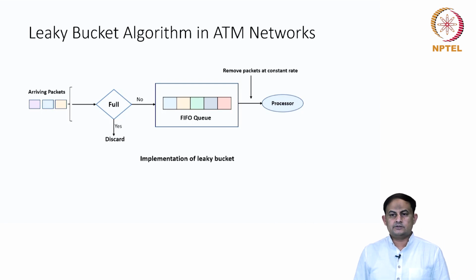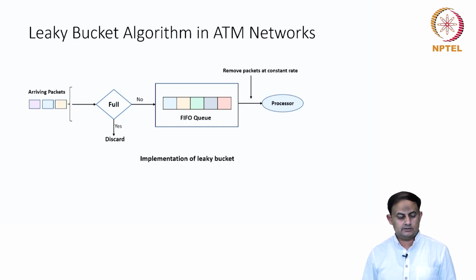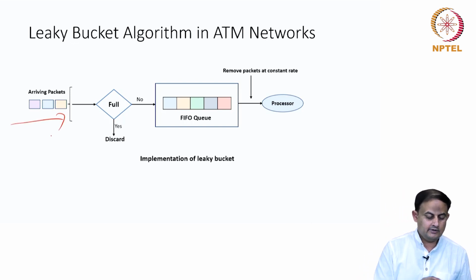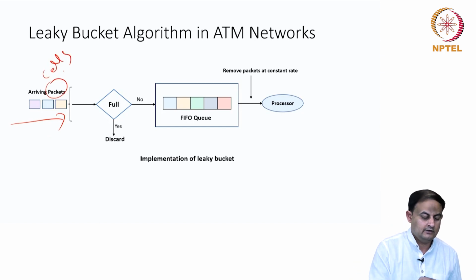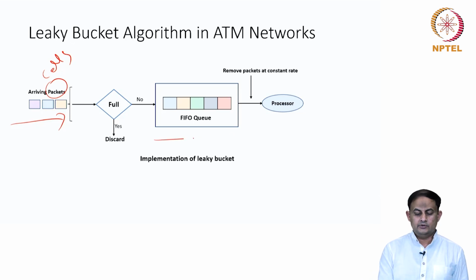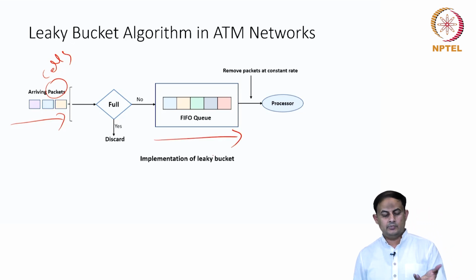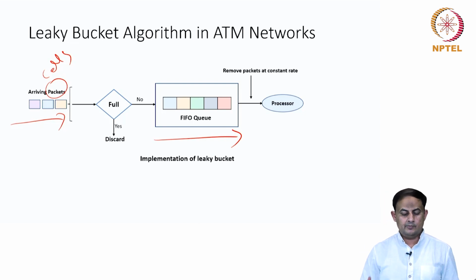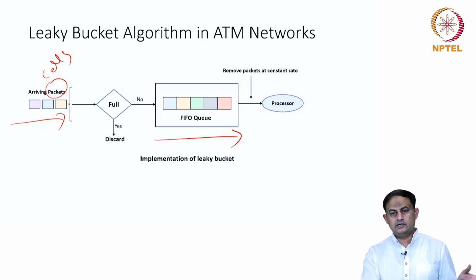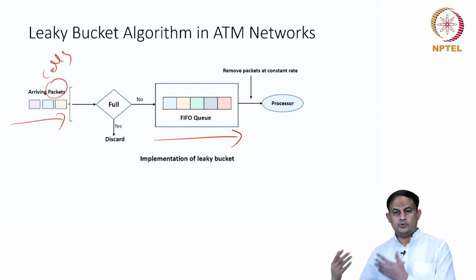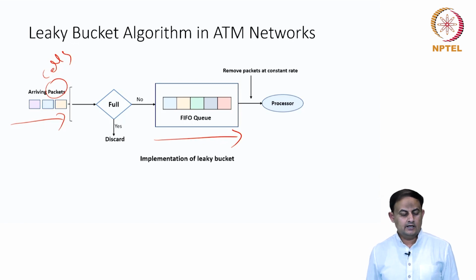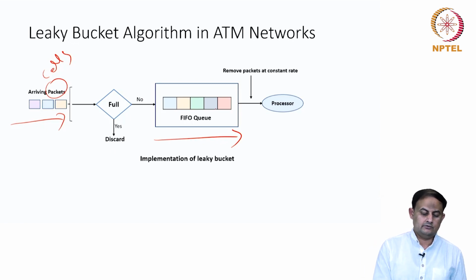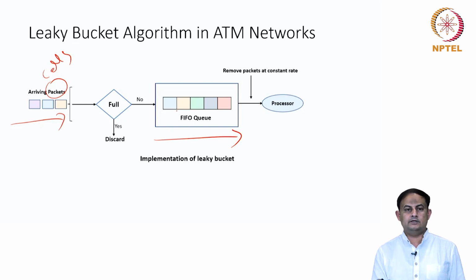Here is a picture showing how exactly the leaky bucket algorithm works in ATM networks. The cells are arriving on the left-hand side. What is shown as packets is technically the cells, and there is a queue here, which is where the buffer or the bucket is. This bucket operates as a FIFO queue, where the first cell that has come into the bucket is the first one exiting the bucket, and every time a cell arrives, you ask whether this bucket is full or has capacity.